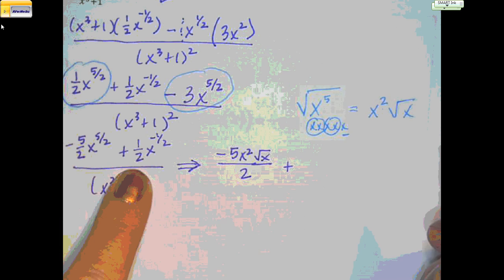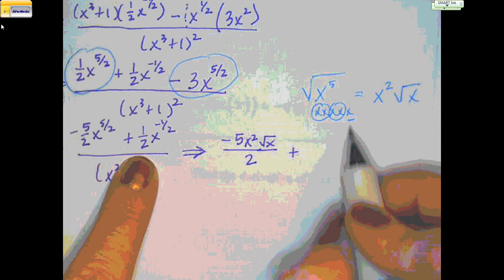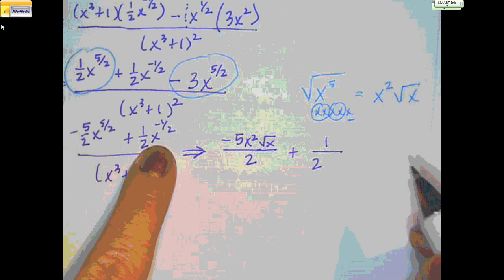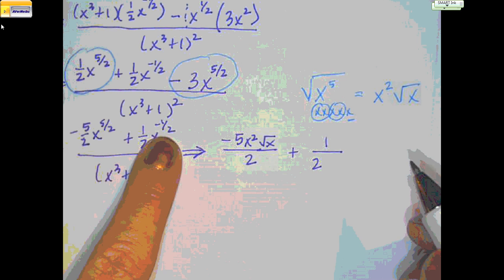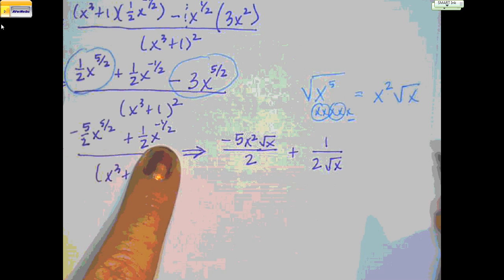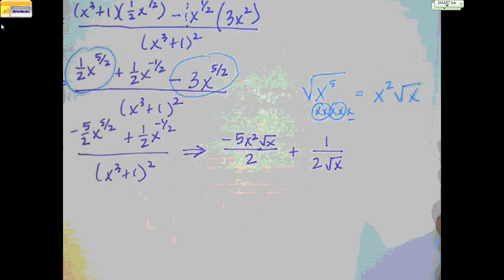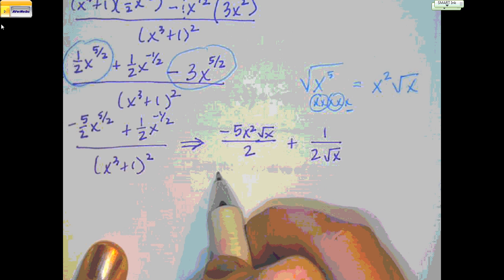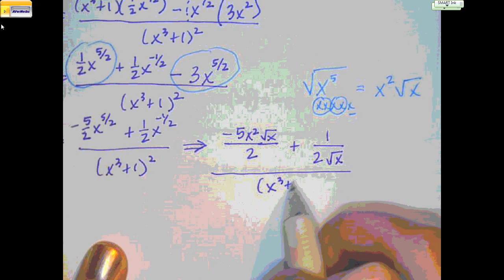Plus, let's take care of the 1/2. 1 on top, I have a 2 on bottom. This is x to the -1/2. So if you scoot it to the bottom, I've got x to the 1/2 on the bottom, or radical x. All of that is a numerator over x cubed plus 1. We're getting close.